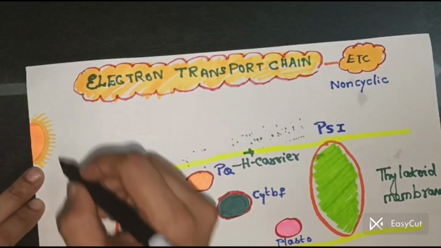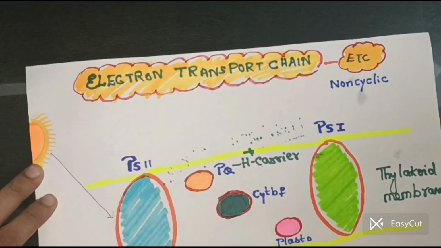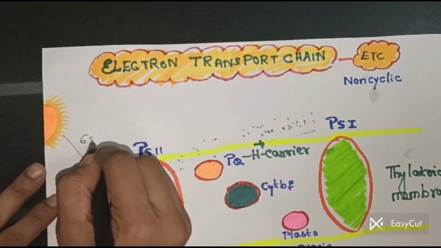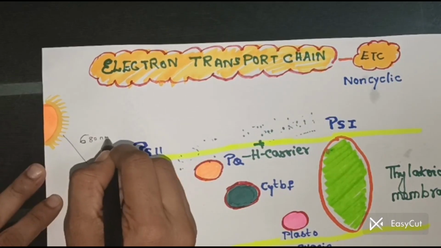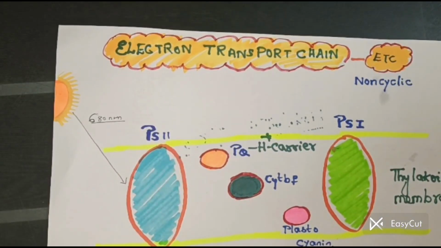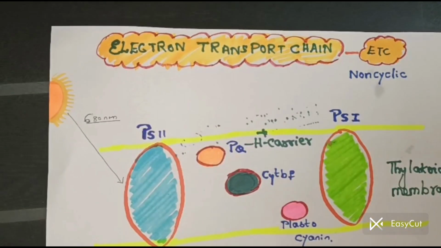Here comes sunlight. The PS2 is going to absorb the 680 nanometer. How many nanometers are going to be absorbed by the PS2? 680 nanometers. Please don't forget, it's going to absorb the 680 nanometer.